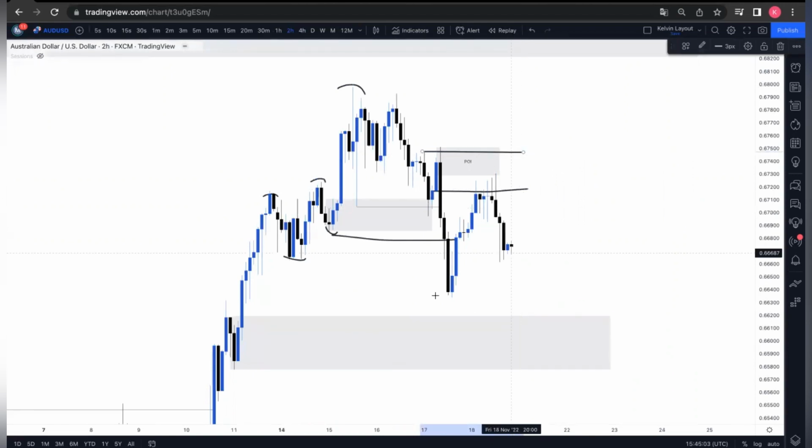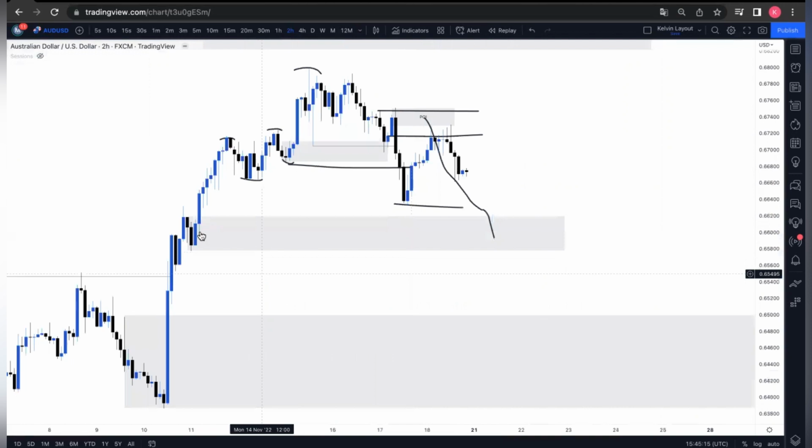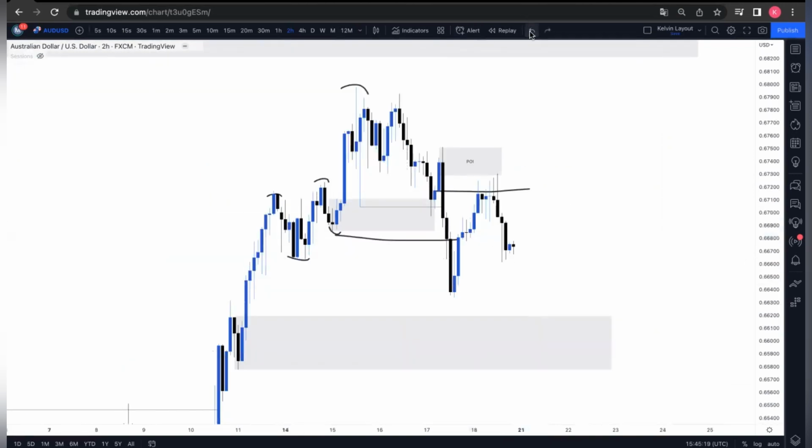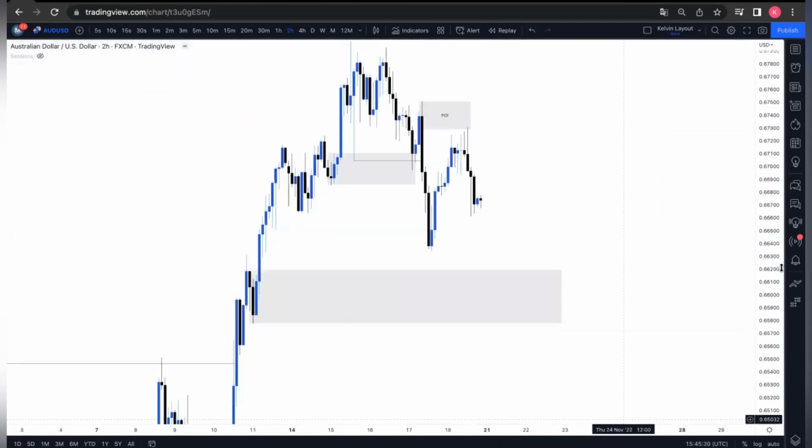So what we're expecting is this low to be taken, right? And probably I'm looking to see some sort of reaction in this order block, or probably price will violate them and correct the imbalance sitting below. So that's pretty much the outlook that I have so far on Aussie dollar, right? So I'm just waiting to see a reaction at either this point of interest right here or at the daily POI sitting below, all right? So that's it for Aussie dollar.